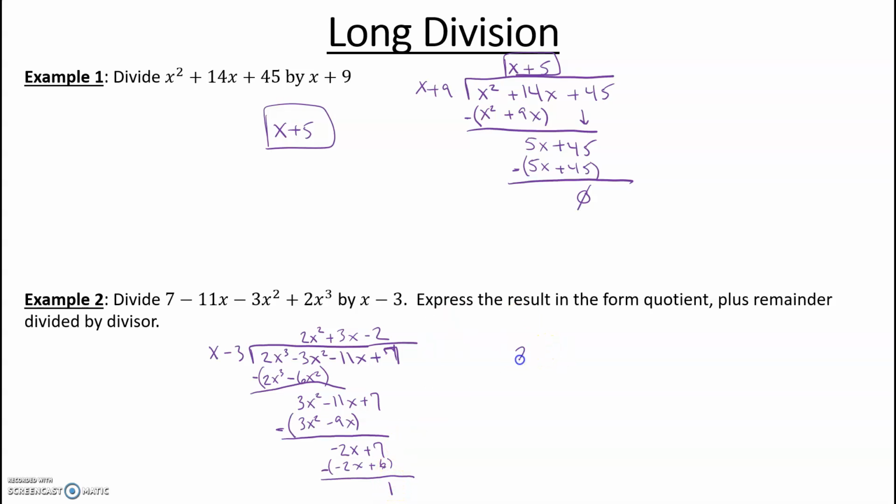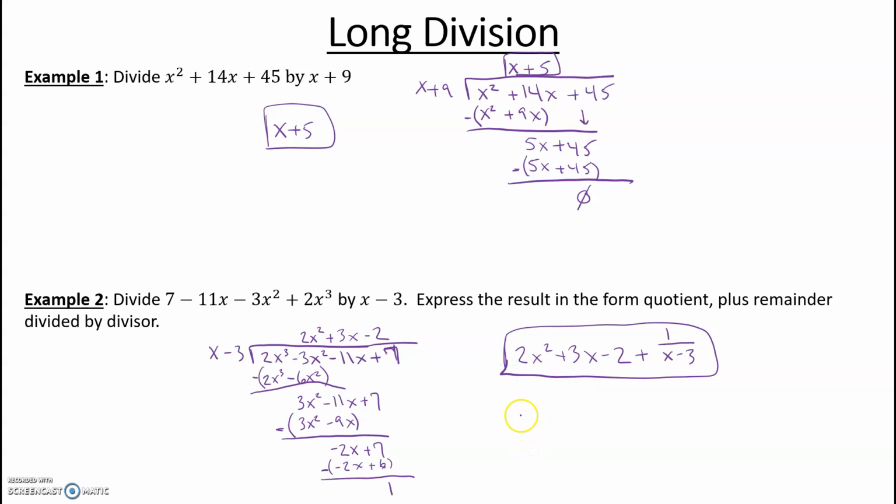So when you write your final answer out, we have 2x squared plus 3x minus 2. And our remainder is 1, so it's a positive. We're going to put plus 1 over, and it was whatever you divided by, in this case, x minus 3. So that's how you write your remainder.